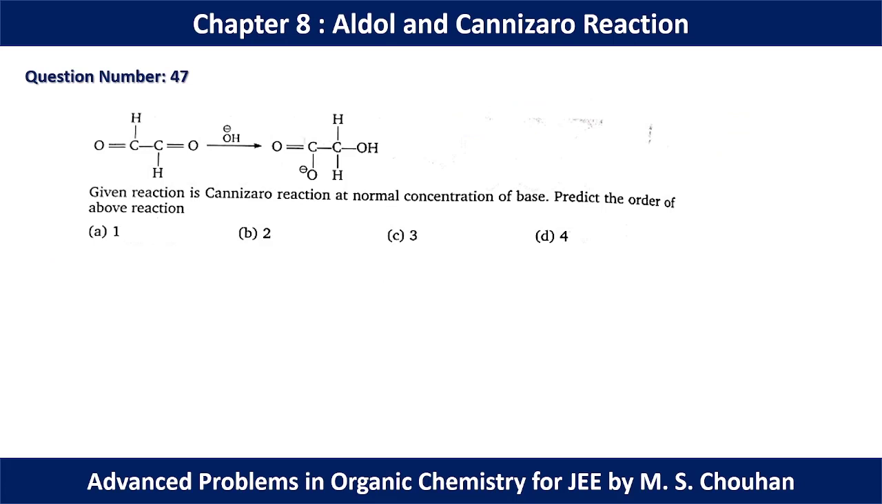In question number 47, we have an intramolecular aldol reaction, and in this case we have to predict the order, and the order will be like this. We have only one molecule for the reaction and we have OH minus, so it is a second order reaction. So for question number 47 it is option 2.